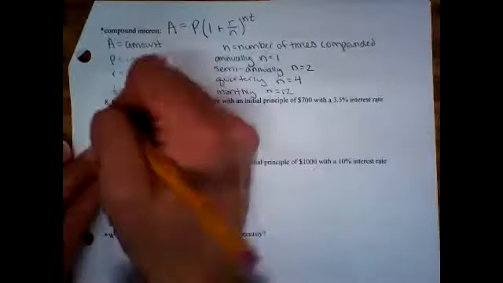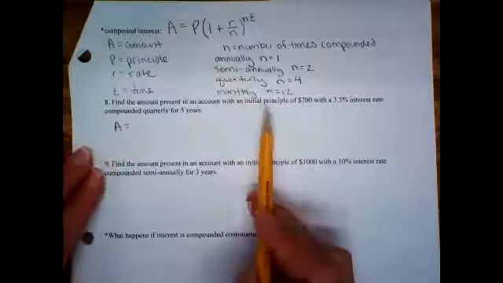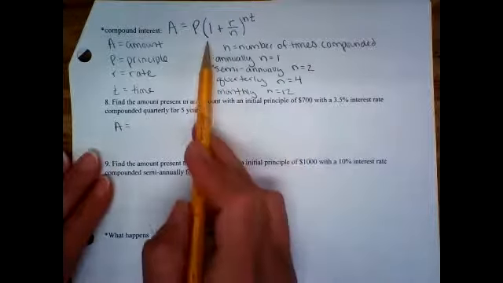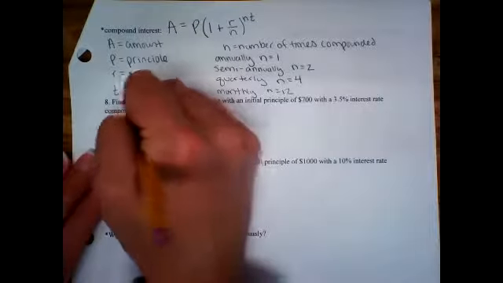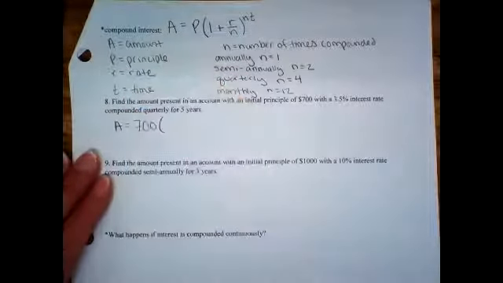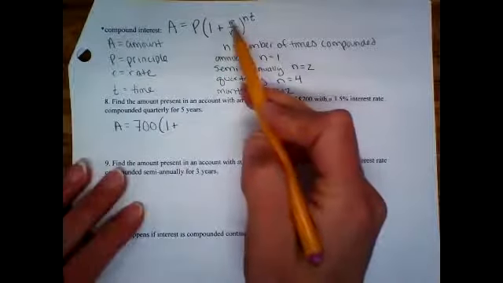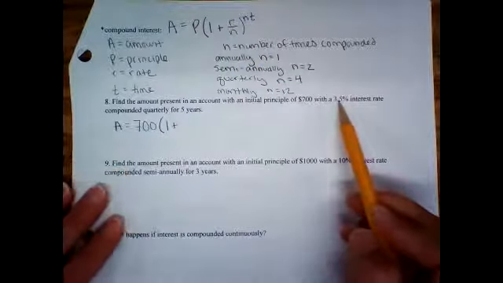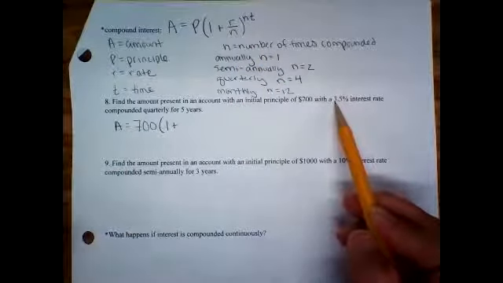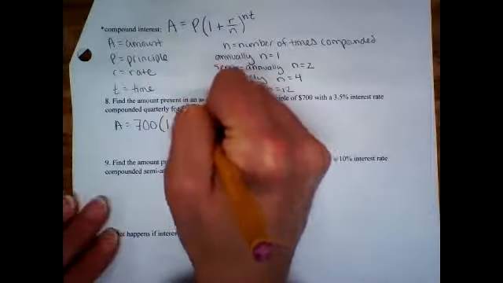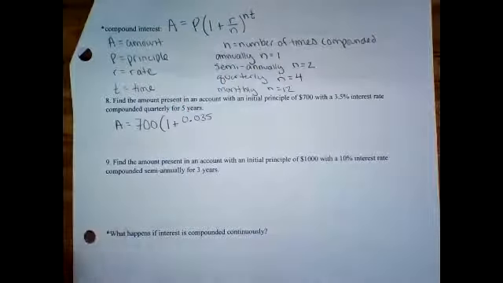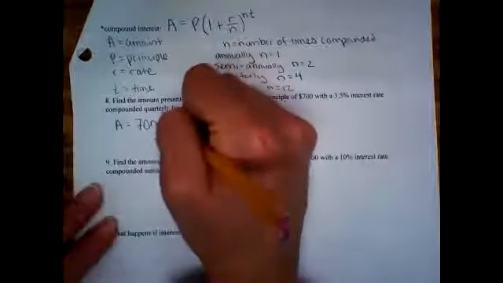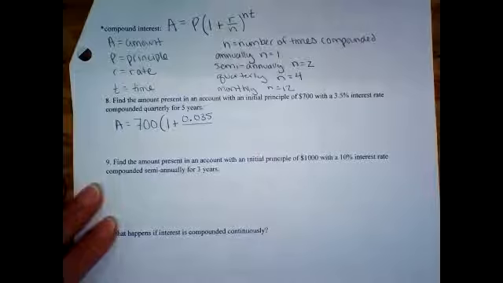Find the amount present in an account. So you're going to have A equals a principal of 700. So 700 is P. That's the first thing there. And then parenthesis 1 plus, and then it's R over N. All right, here's your interest rate, 3.5%. Again, you have to write it in decimal form though. So that would be 0.035. You scoot the decimal point twice because it's 100%. You move it twice for the hundreds place. All right, over N, let's see. How many times does it say it's compounded?